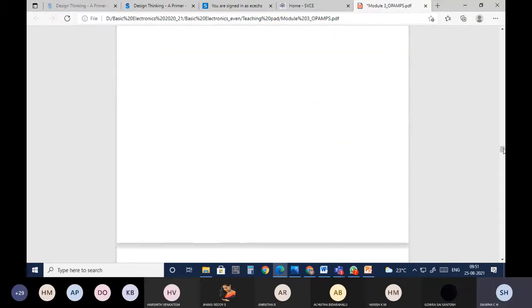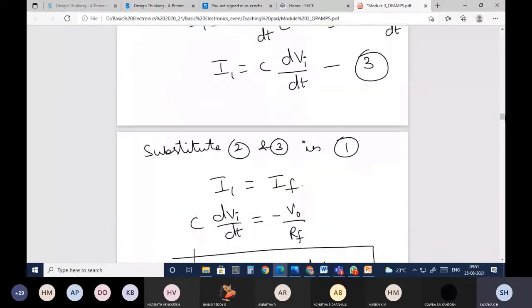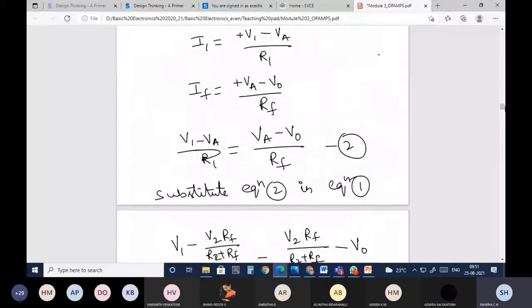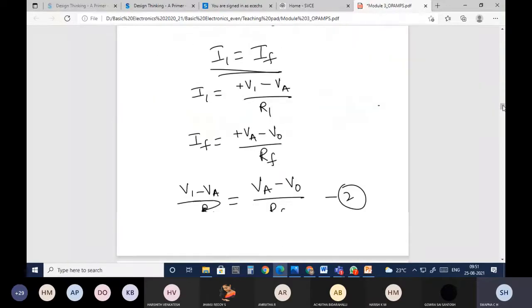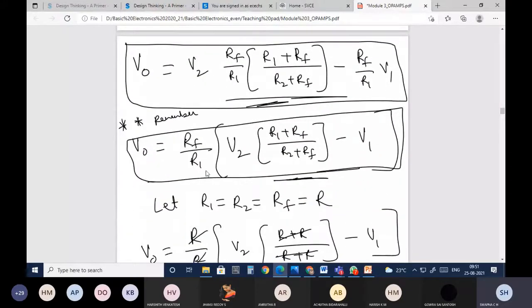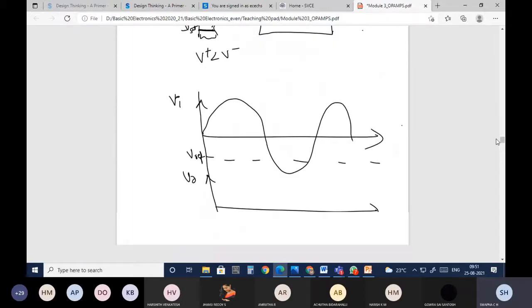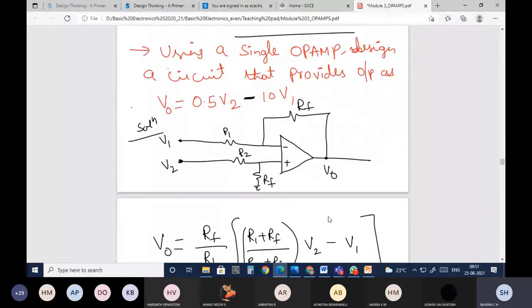If you want, let me just show you the output equation for the subtractor, the different circuit. This is the circuit: R1, R2, RF, RF. Four resistors are there. And if you see the output equation, V0 is nothing but RF by R1 into V2 times (R1 plus RF divided by R2 plus RF) minus V1. The same equation I have taken here once again.